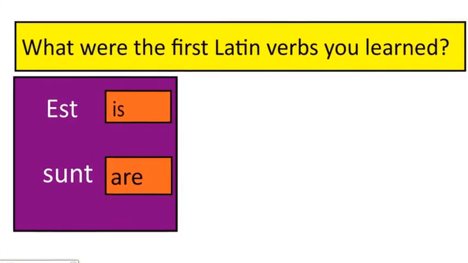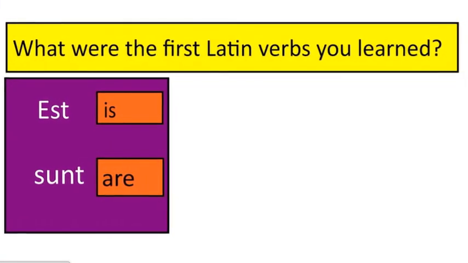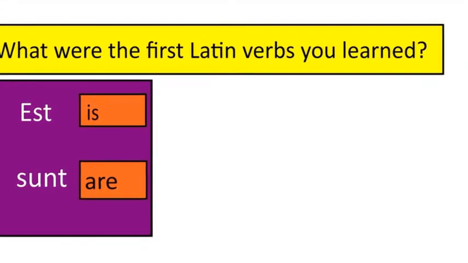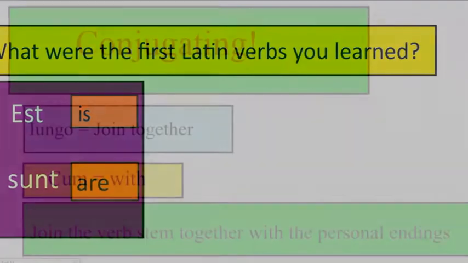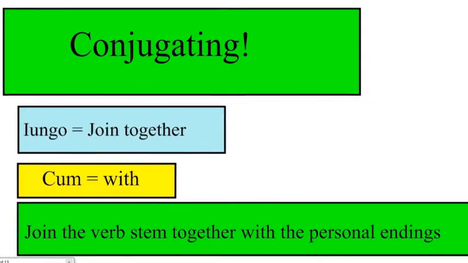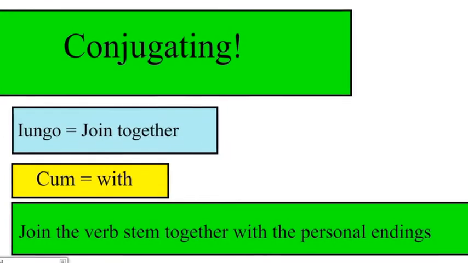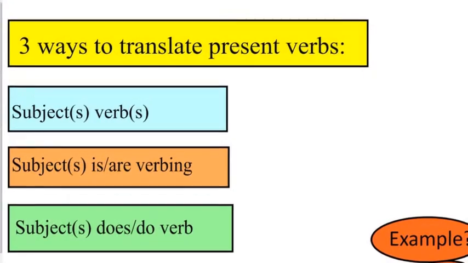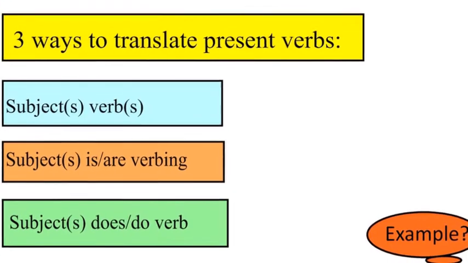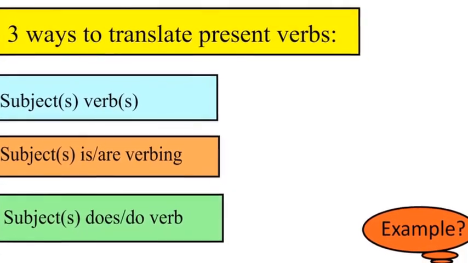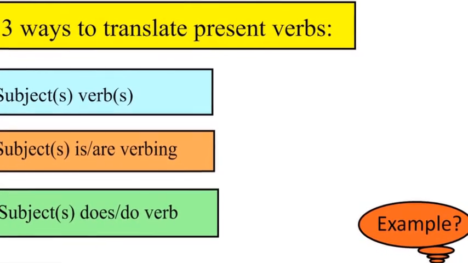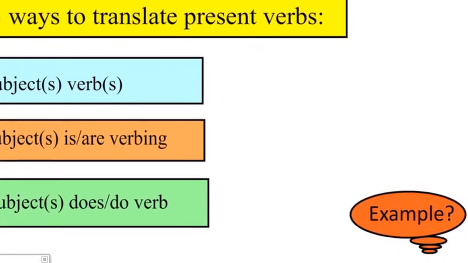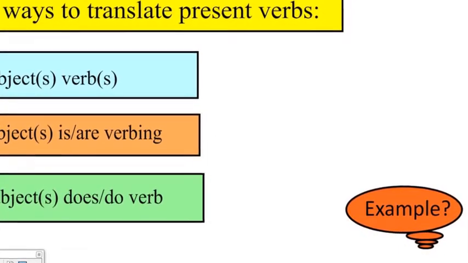Before we do the future tense, I want you to remember the things that you already know about Latin verbs. Est and sunt really are verbs, even though you can't "is" someone. Remember, when you're doing verbs, you're going to conjugate. You're going to join together the verb stem with the personal endings. And there are 3 ways to translate present verbs: the subject verbs, the subject is verbing, or the subject does verb. So for example, portant is they carry, they are carrying, or they do carry.